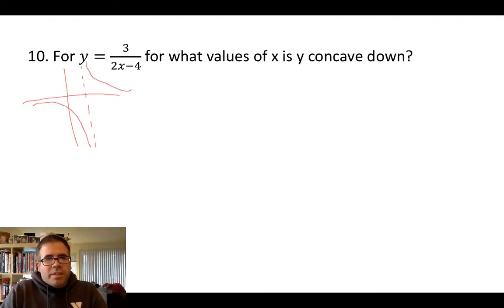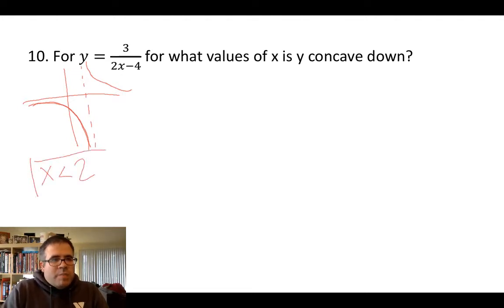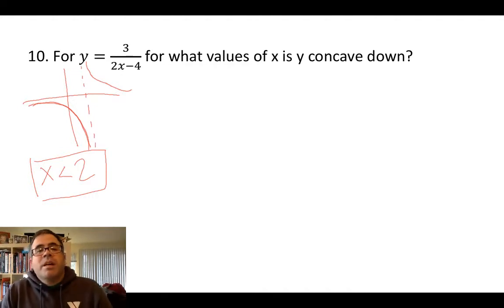For which values of x is y concave down? Well, this whole region. So we know that the answer should just be x is less than 2. But let's say you forgot that and want to do it by calculus, which is just fine. A lot of people really want to use the quotient rule for this, and I'm not saying that's wrong. You can absolutely use the quotient rule for this, but it's a lot of work. Maybe don't do it.